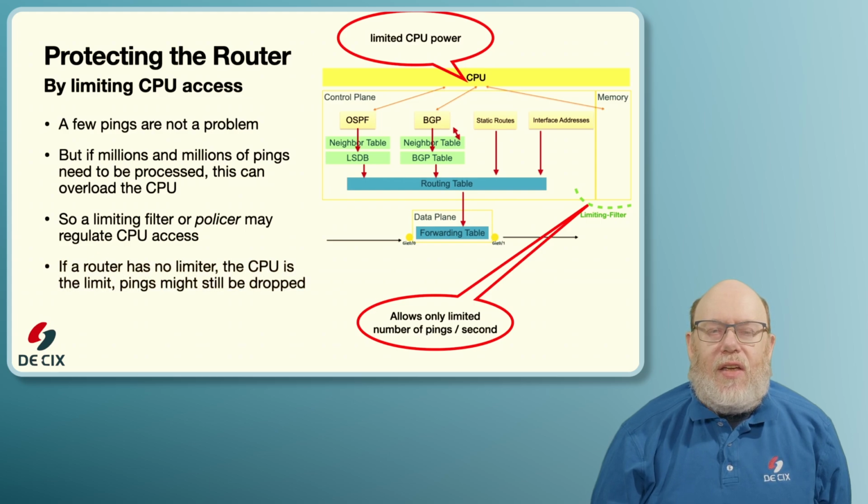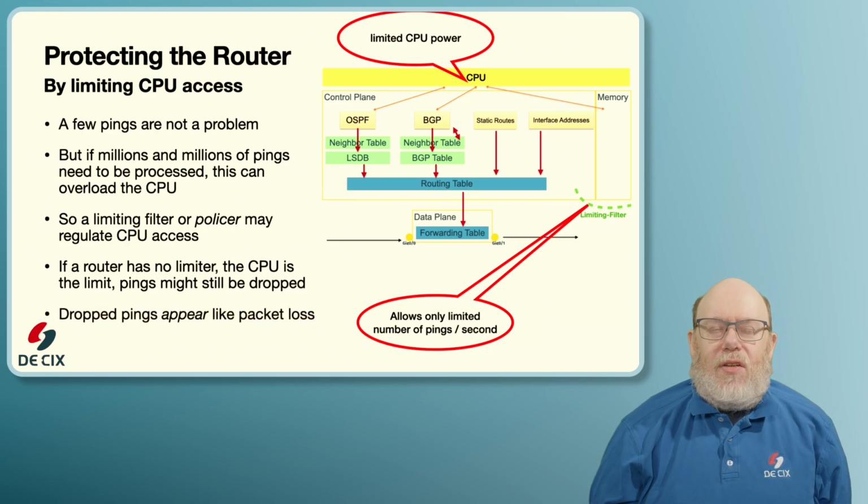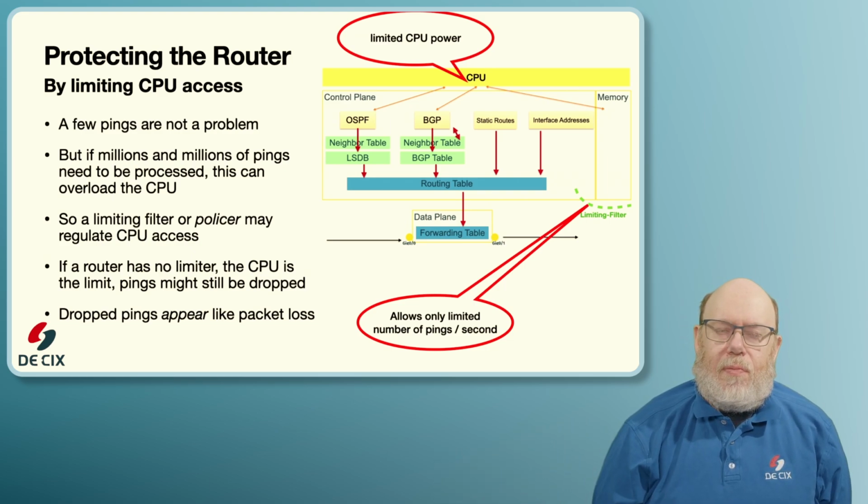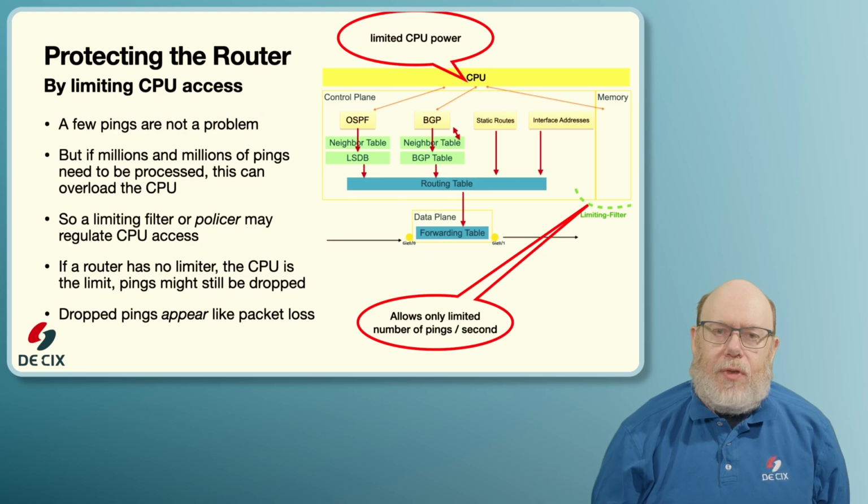And even if a router has no limiter, the CPU is the limit, and it still may drop pings if it's overloaded and can no longer process them. Dropped pings appear like packet loss because the sender doesn't get a reply because the router drops them. It receives the pings but does not process them.